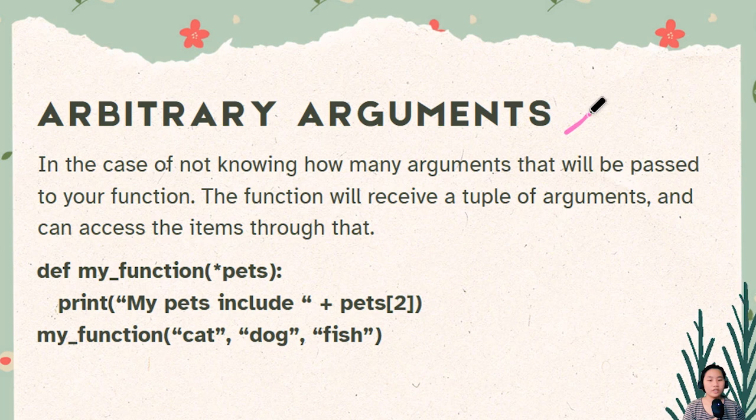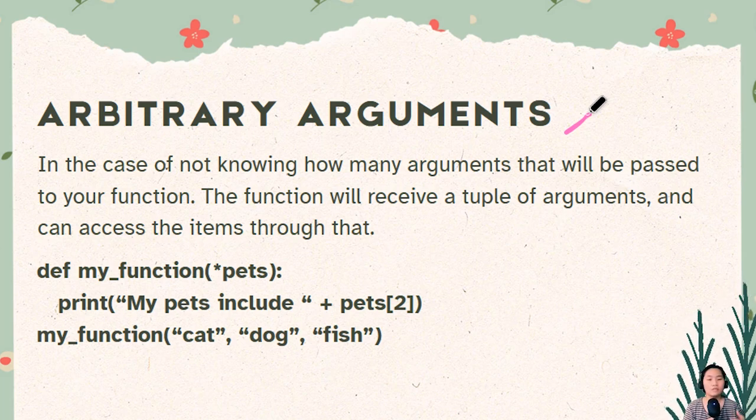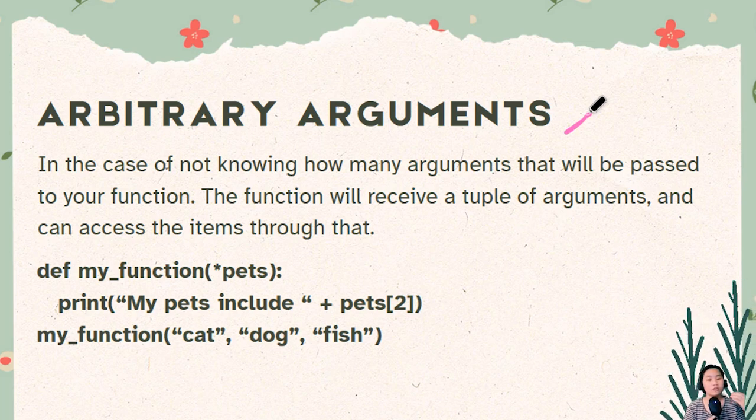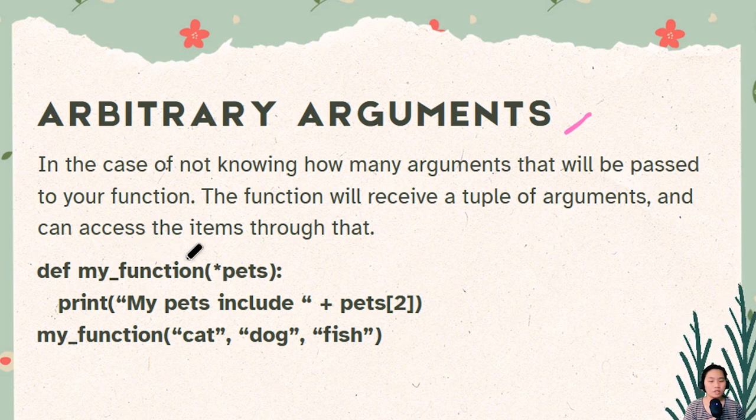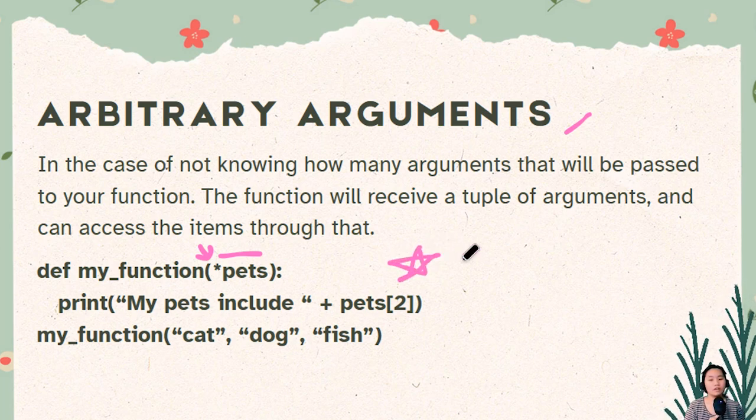Now, arbitrary arguments. This is what I've been wanting to talk about. In the case of you not knowing how many arguments will be passed into your function, the function will receive a tuple of arguments instead. And that's how it'll access the necessary information. Def my_function, once again, we have *pets. Now, this little star right here, this asterisk, okay, that signifies to Python that this is an arbitrary argument. You don't know how many you're going to pass in.